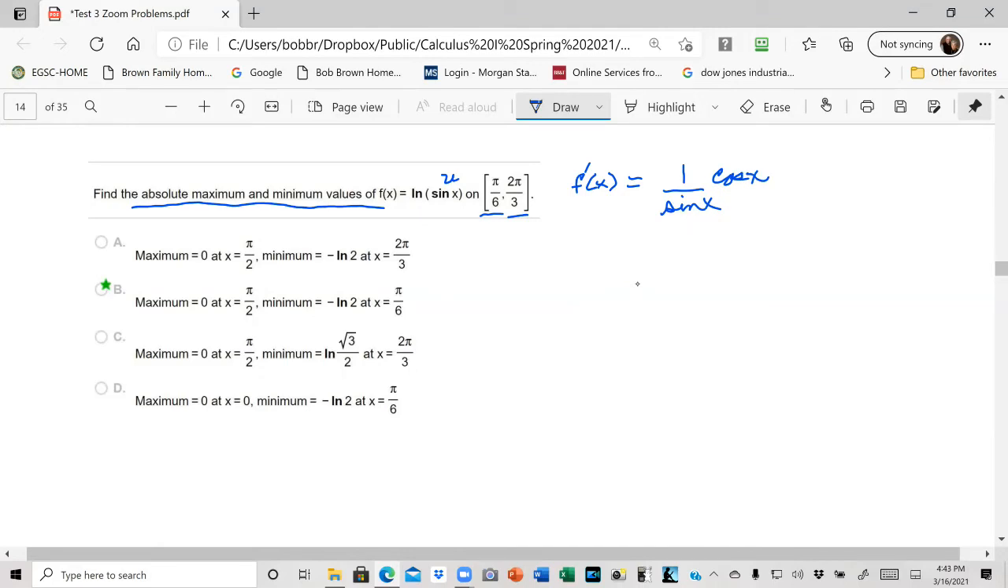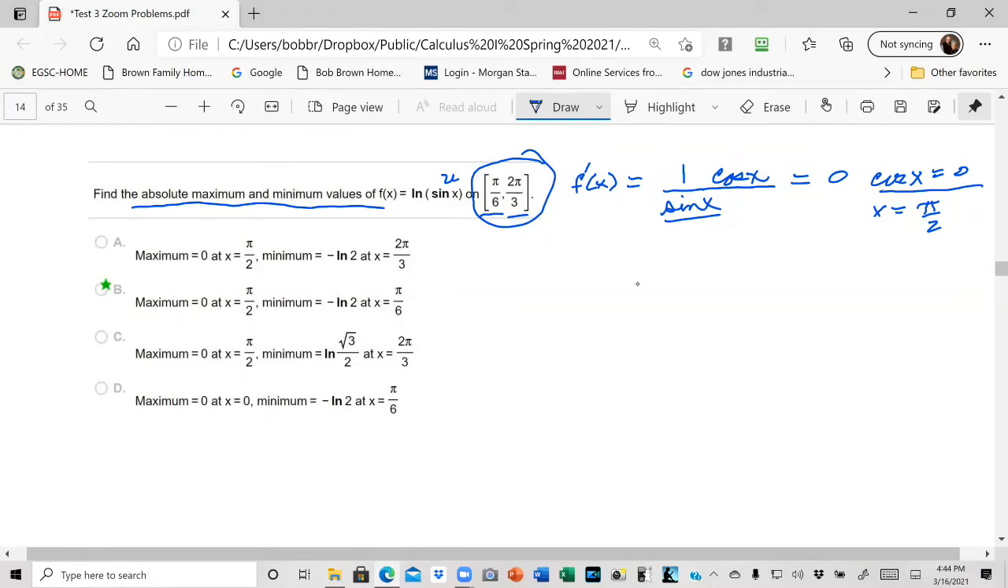And set this to 0. And this occurs when cosine of x is 0. We can't let sine of x equal 0 because we can't make the denominator 0. So we need to look at values of x where the cosine is 0, and that would be at x equal pi over 2 if you look at your unit circle. And that is the only point in between pi over 6 and 2 pi over 3.